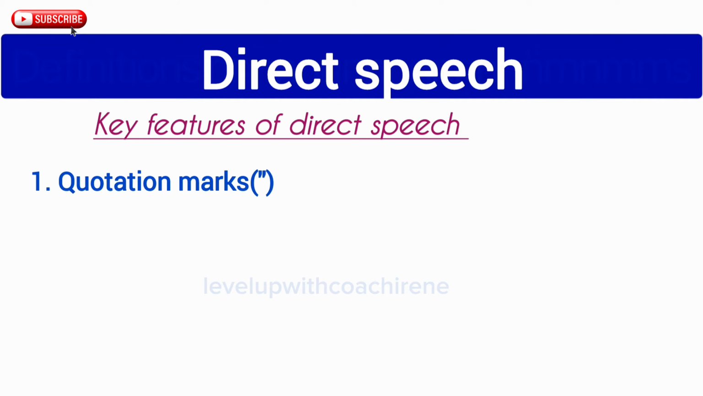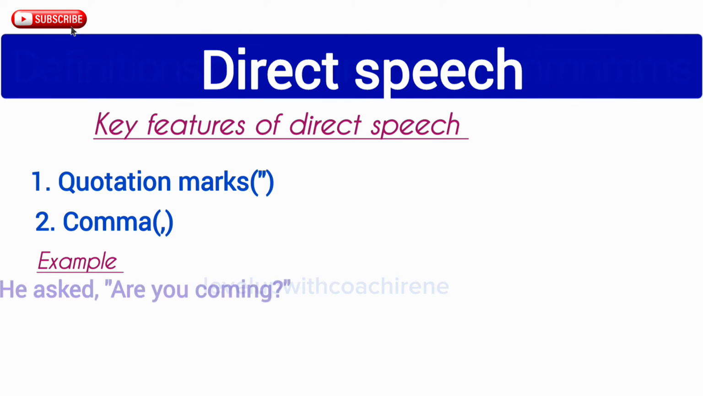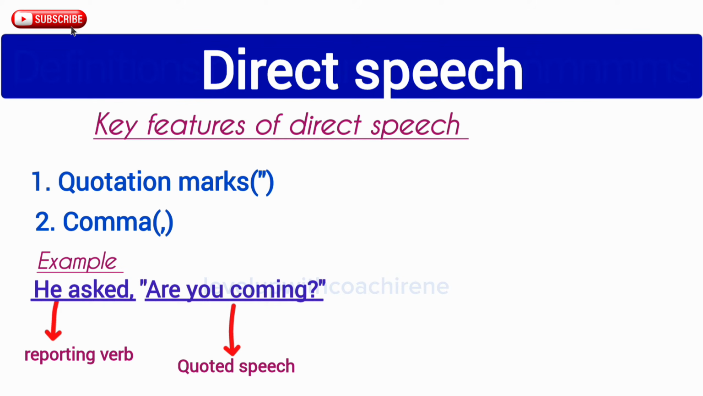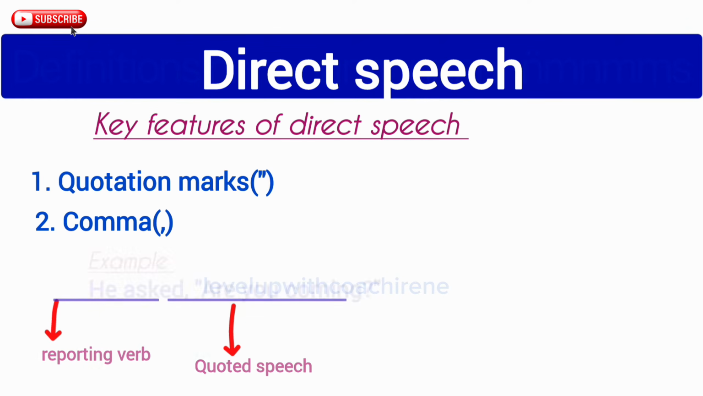Number one, quotation marks. It is used to indicate the exact words spoken. Number two, comma. It is used to separate the reporting verb from the quoted speech. For example, he asked, "Are you coming?" If you observe, he asked has a comma separating the reporting verb from the quoted speech.